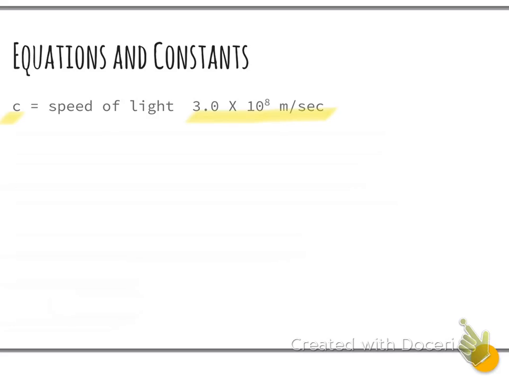I will not tell you, I'm going to put that in red, things that you will not get, is that c represents the speed of light. So you need to know that the speed of light matches up with this value.